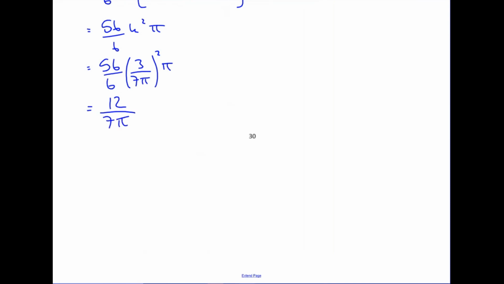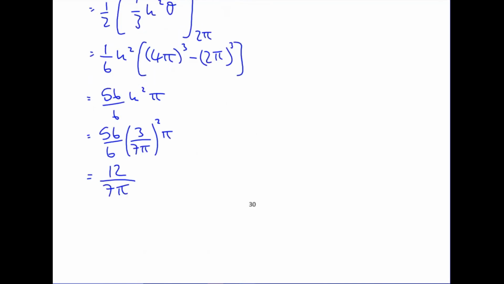So 12 over 7. I've got pi squared on the bottom and pi cubed on top, so one pi will cancel with one of them. So I get 12 over 7 pi. Yes, thank you. The pi should be on top.